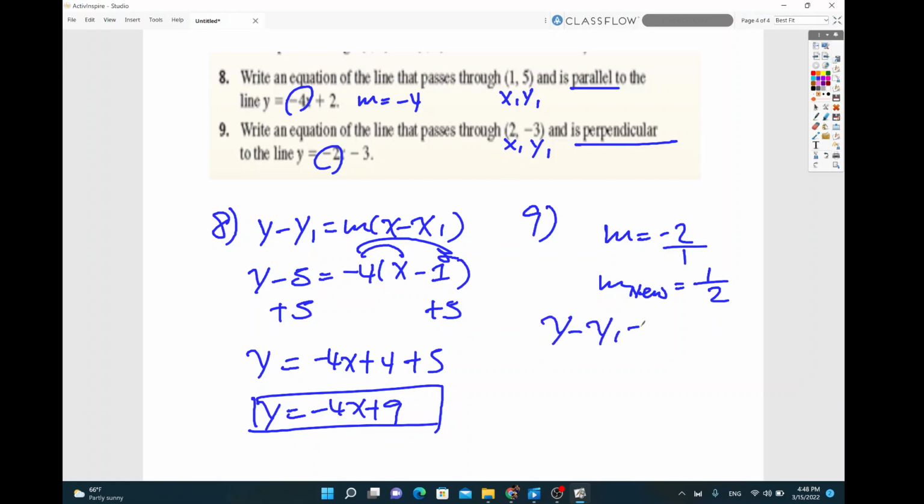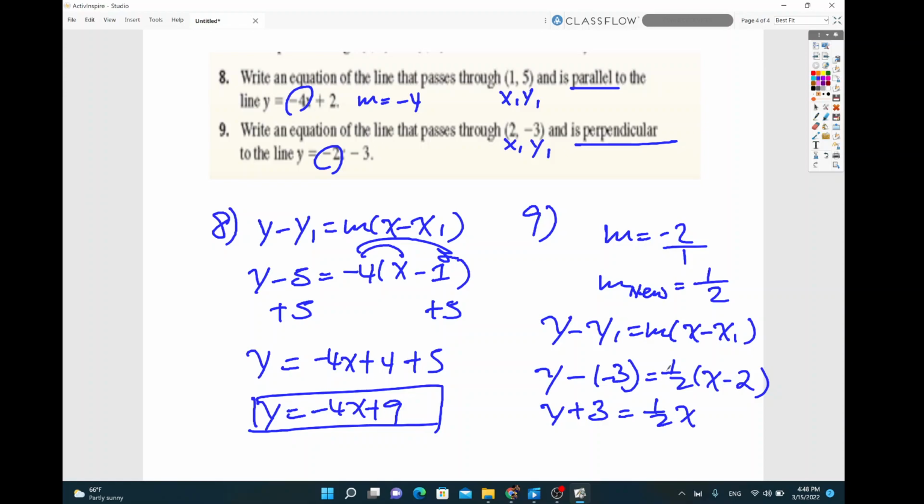So y minus y1 equals m times the quantity, x minus x1. So y minus -3, so the slope, 1/2, and then x minus 2. Again, this one, we want to simplify it, so negative, negative, positive. So y plus 3 equals 1/2 times (x minus 2). So 1/2 x minus 1/2 times 2, -1. So y equals 1/2 x. Subtract 3 on both sides, so we got 1/2 x minus 4. So that is the equation of the perpendicular line.